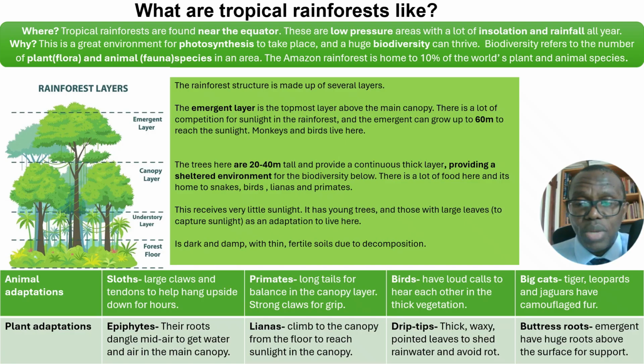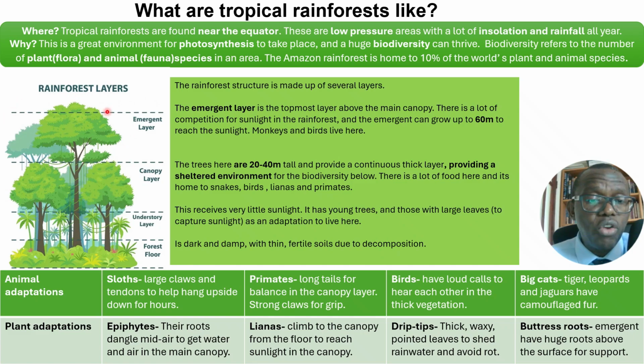Okay, so the next thing that we are looking at here is the structure of the rainforest. So the rainforest is made up of several layers. And the first layer here that we are going to be looking at is the emergent layer. That is the topmost layer here, and this is above the main canopy being the layer after that. So most of the trees grow up to the height of the canopy layer, but the emergents are extra tall trees. They are really tall. They grow up to 60 meters high, and they are above that main canopy.